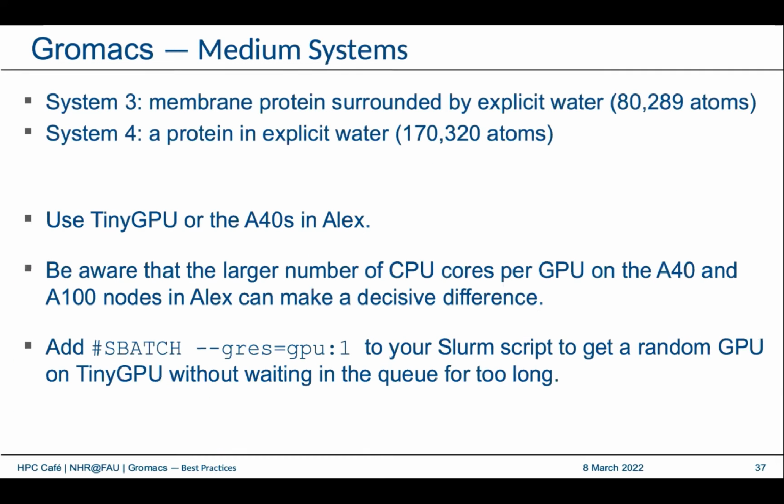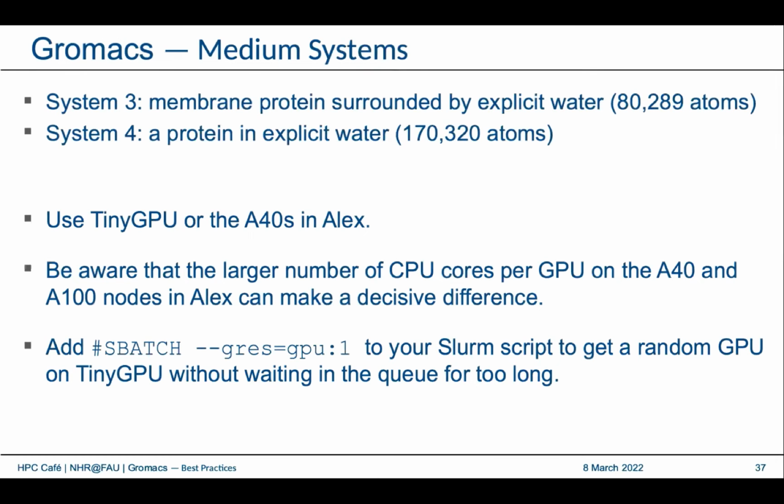The message here is you can use either the A40s in Alex or use the GPUs available in TinyGPU, but also be aware that the number of CPU cores can make a difference to your simulation. If you use TinyGPU, you can again add the line to your Slurm script to get a random GPU.